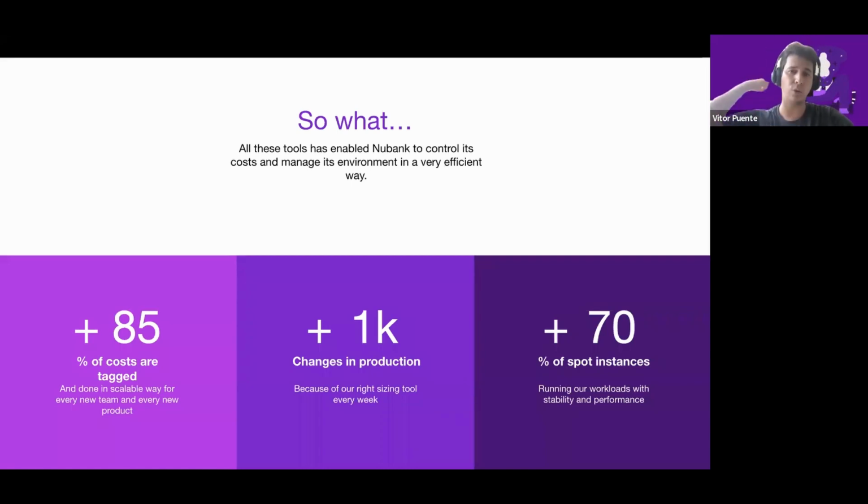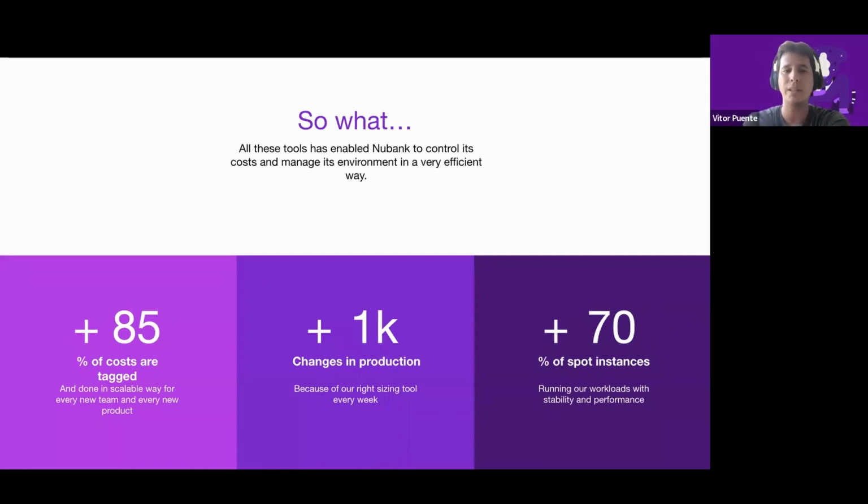So, Vitor, you showed a lot of built tools and some partners. What are good numbers that are relevant to share with us all? More than 85% of our costs are tagged. We are able to do this in a very scalable way, since we have all resource definitions: new teams, new services, new resources that are created are properly tagged from the start.